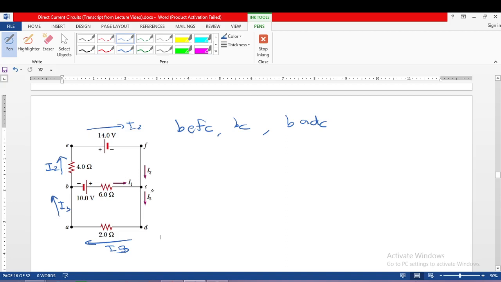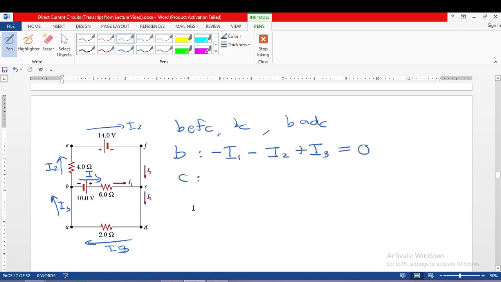We have to find I1, I2, and I3. So we have two junctions, junction B and junction C. What do you think is the relationship of the currents at junction B? At junction B, the currents going out are I2 and I1, so they are both negative: negative I1 minus I2. Then the current coming in is I3, so that is positive I3. According to the junction rule, that is equal to 0.